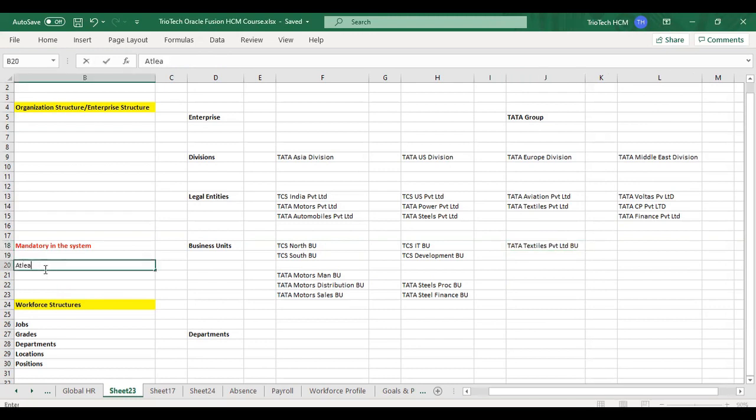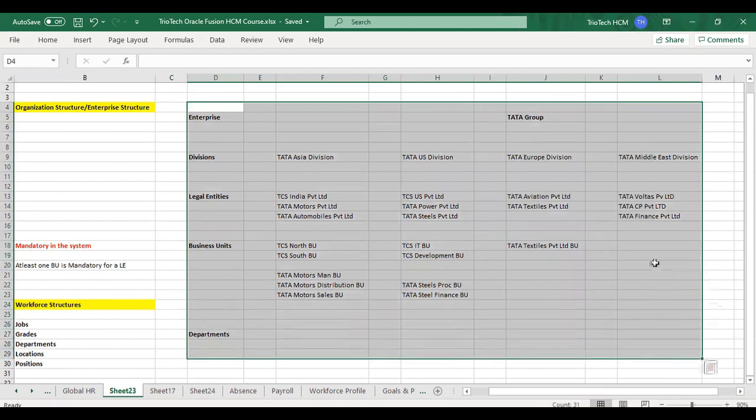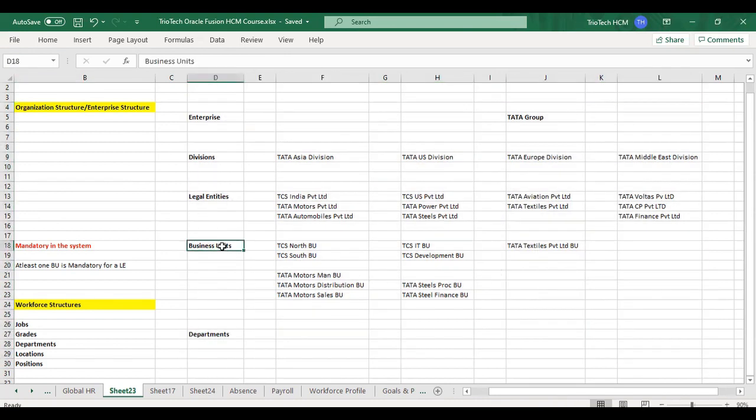At least one BU is mandatory for a legal entity team. At least one business unit is mandatory for a business legal entity team. On top of that, you can define multiple business units under your legal entity team. Okay, take it as a thumb rule team. Whenever we configure our org or the enterprise structure in the system, make sure to remember team, the concept of business units is mandatory in the system, and at least one BU for a legal entity, we have to define team.